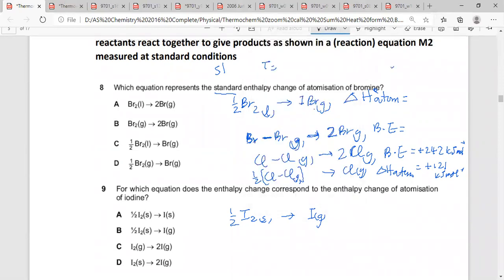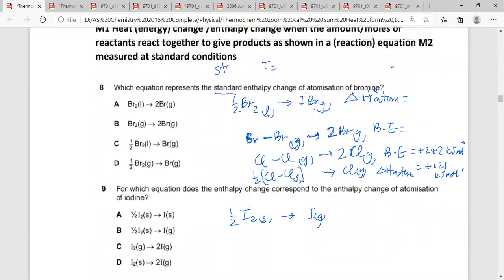Okay. Standard conditions is what? Standard conditions means temperature is 25 degrees, pressure equals 1 atmosphere. That means bromine here is a liquid. So this from here to here is called atomization.